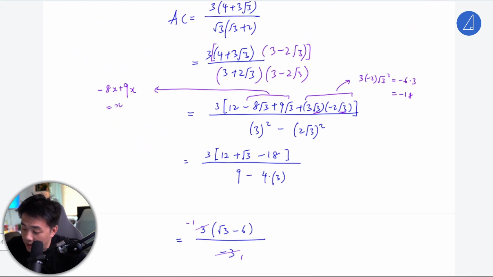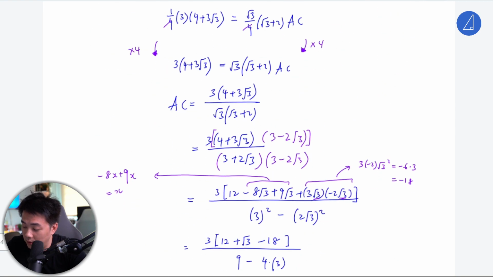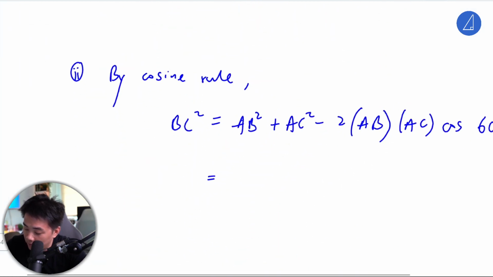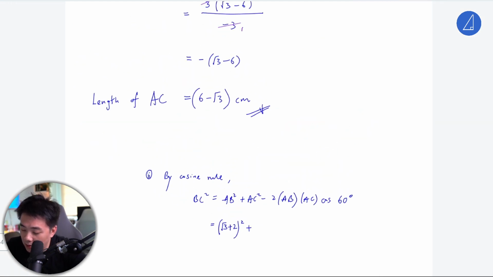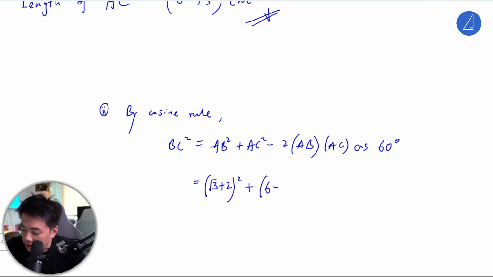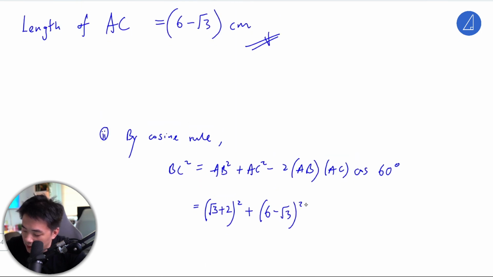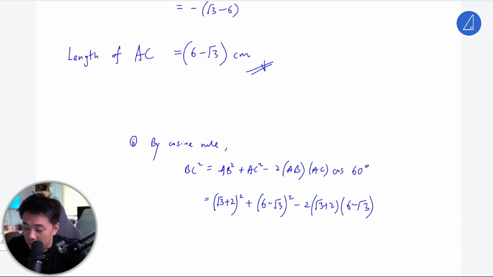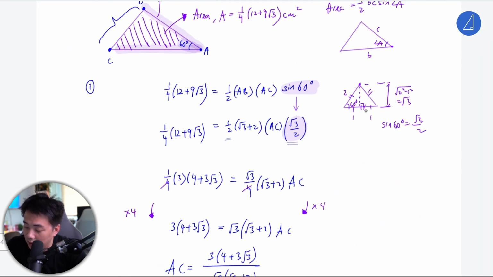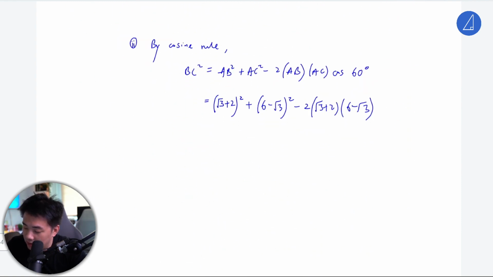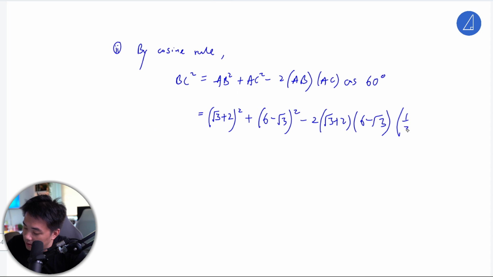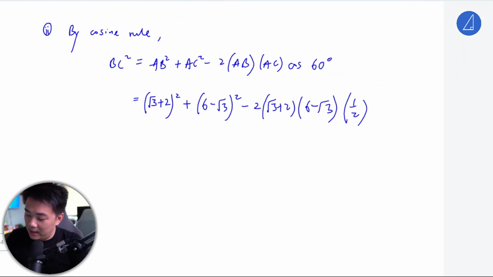So AB square, we already have it. AB square is root 3 plus 2. So we have root 3 plus 2 square. AC square is what we have just now. So 6 minus root 3 square minus 2 root 3 plus 2, 6 minus root 3. Cosine 60 is also another special angle. You could use cosine 60 is just 1 over 2, right? So it's just half. So cosine 60 is half. Yeah. So there you go. I think it's pretty okay.